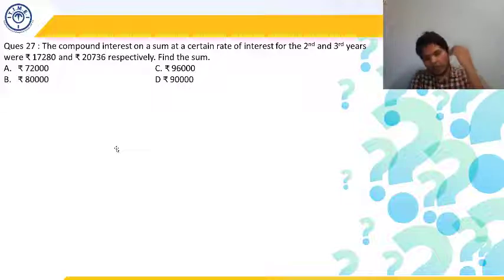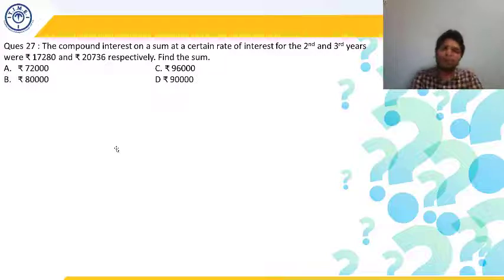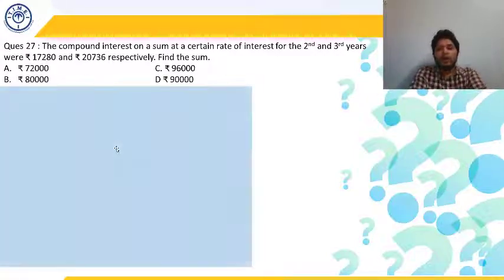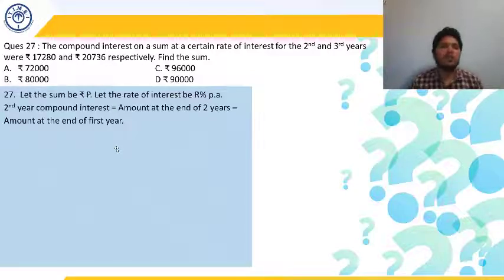So either way we can do it. First we are going to do it by the standard approach or the normal approach or the clerical approach, where I am going to use that formula. So compound interest for the second year was given. Let the sum be rupees P. I have invested rupees P and the rate of interest is R% per annum. So what would be the compound interest for the second year?